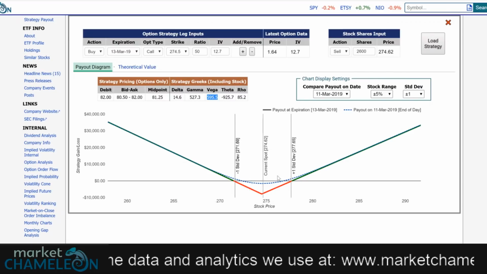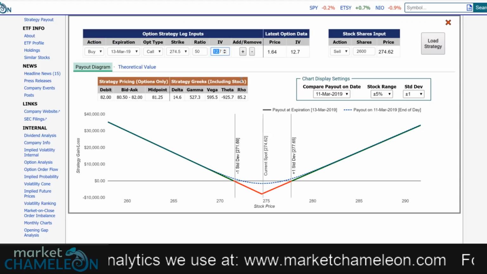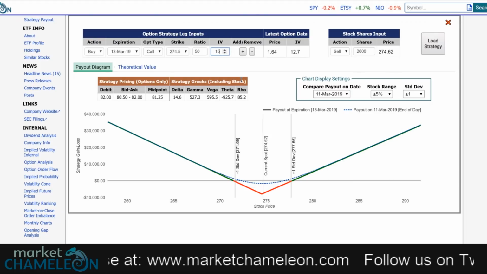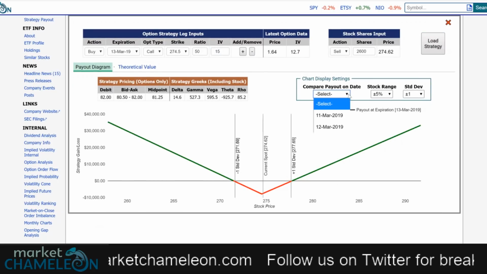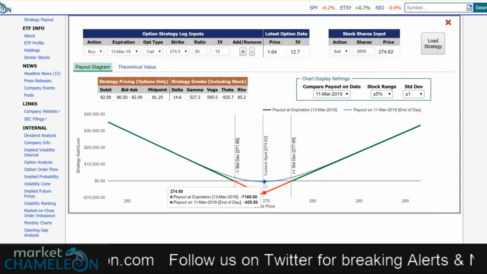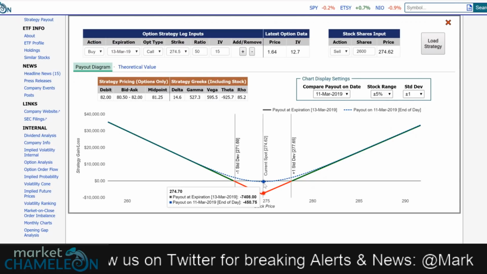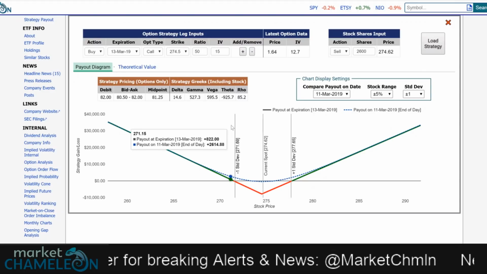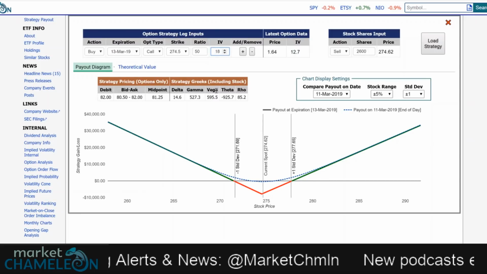So let's pretend that the volatility went up, and let's increase the volatility from 12.7. Let's just say it goes up to 15. So it goes up to 15, and let's see what happens on March 11th. Because it went up, you see here, we didn't lose as much. It didn't decay as much as expected because the implied volatility started to increase. And if we increase it a little bit more, let's go to 18.